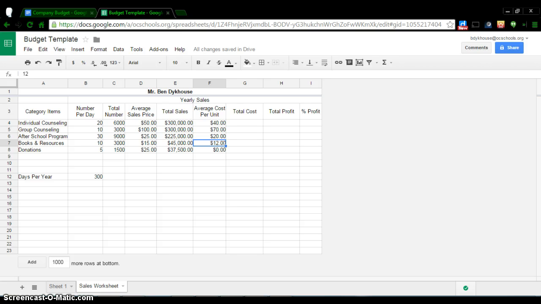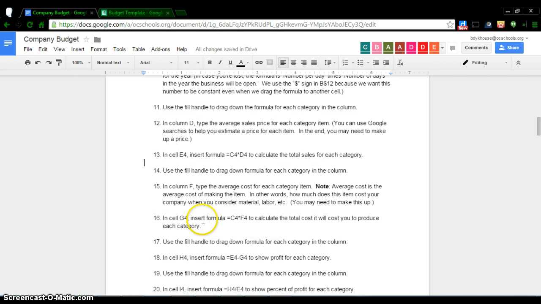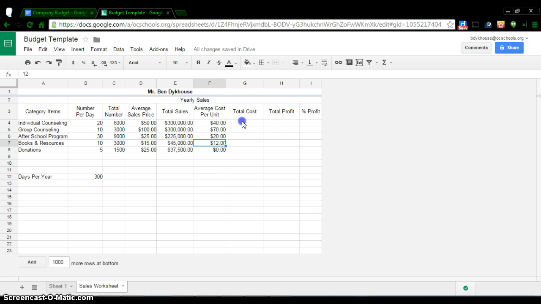Once all those average cost per unit prices are entered in, we are going to move down to number 16. We're going to do number 16 and 17 right now. So in cell G4, this right here is the formula that we are going to enter: C4 times F4. Let's go to our spreadsheet a minute. So in cell G4, we're going to multiply the total number times the average cost. So in a year, how much does it cost me to provide each of these services?